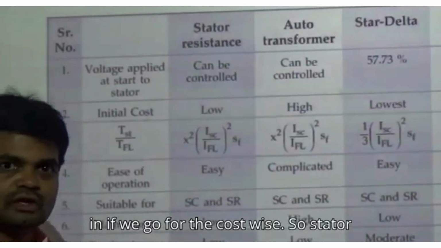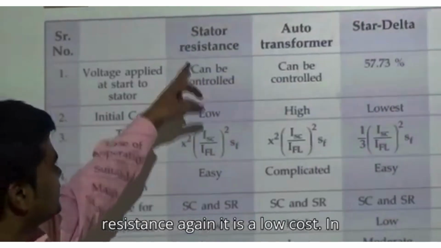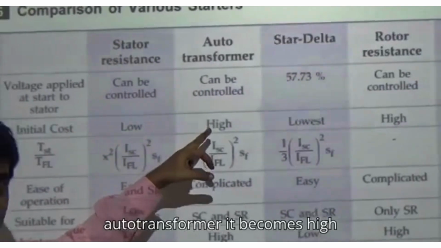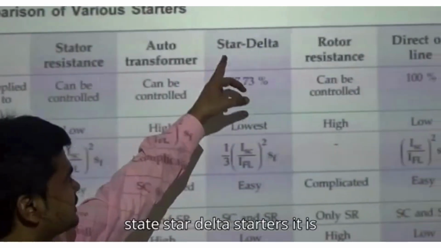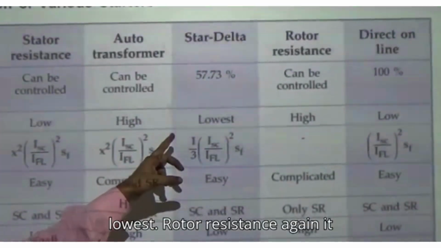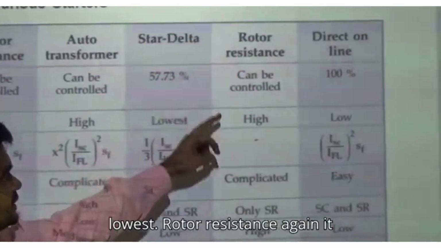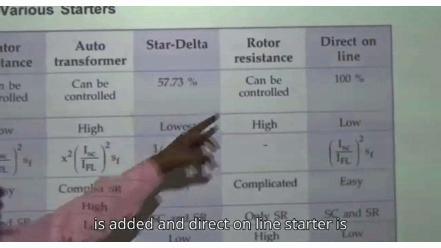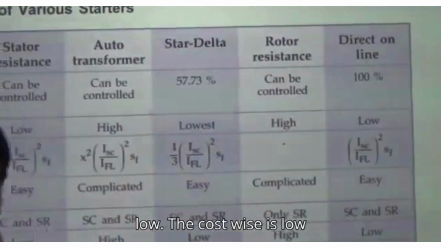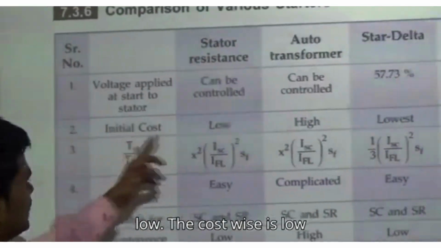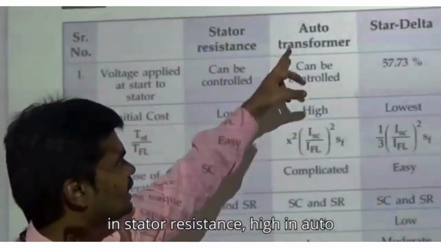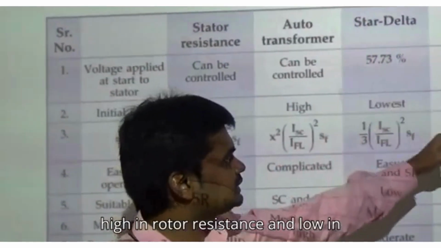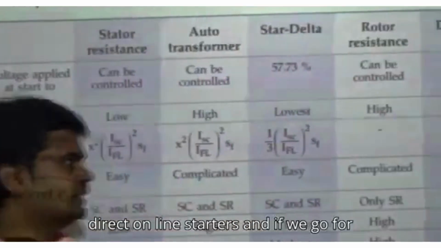If we go for the cost wise, stator resistance again is low cost, in auto transformer it becomes high, star delta starters is lowest, rotor resistance again is high because it's a slip ring induction motor, the external resistance is added, and direct online starter is low. The cost wise is low in stator resistance, high in auto transformer, lowest in star delta, high in rotor resistance, and low in direct online starters.